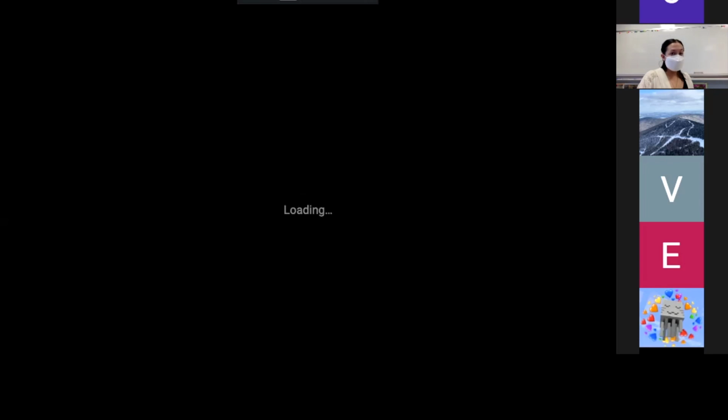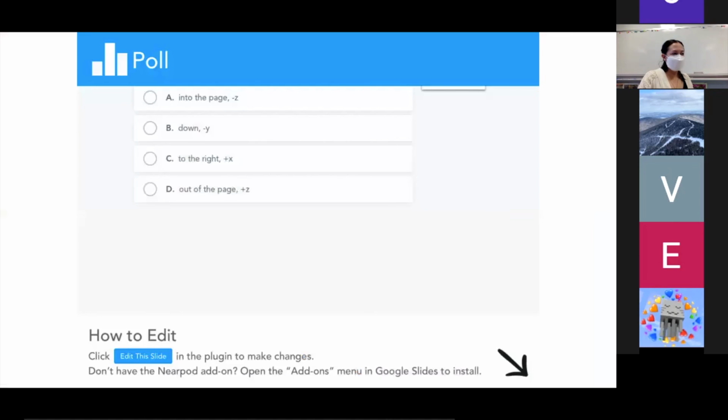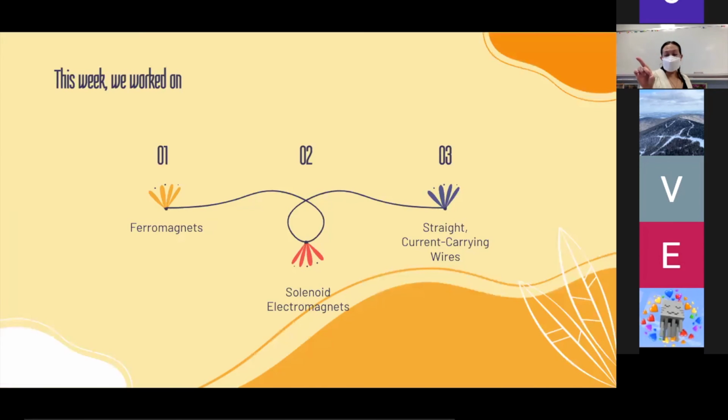This week, we've done 3 types of magnets. We've done ferromagnets, which is like your bar magnets. Fields point from north to south. Domains point from south to north. Made of big chunks of iron full of domains. We did solenoid electromagnets, which is coils of wire. You'd put your fingers in the direction of the coils, and your thumb would point north. We know that your solenoid electromagnet would depend on its core, its current, its compression, and the number of coils.